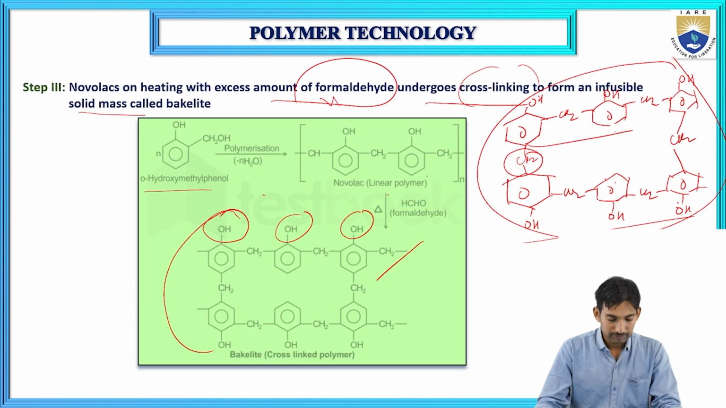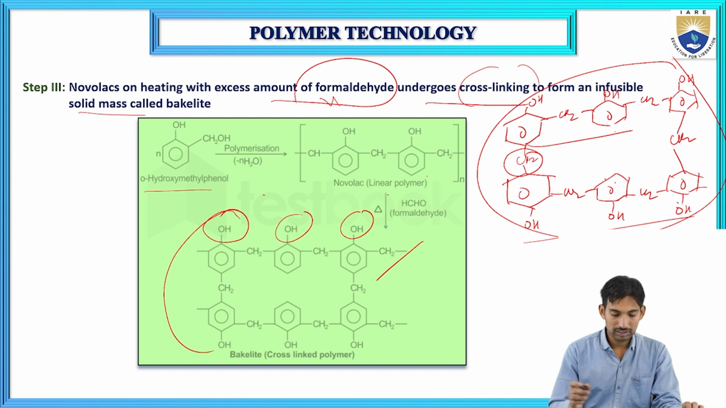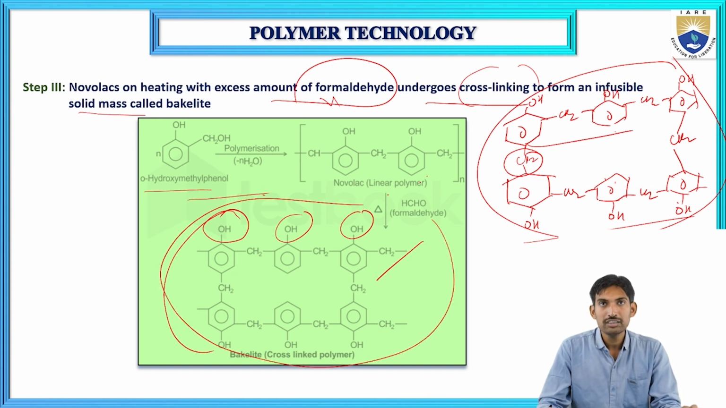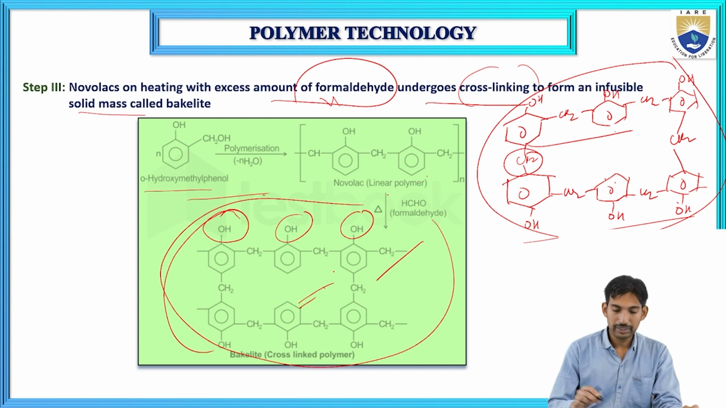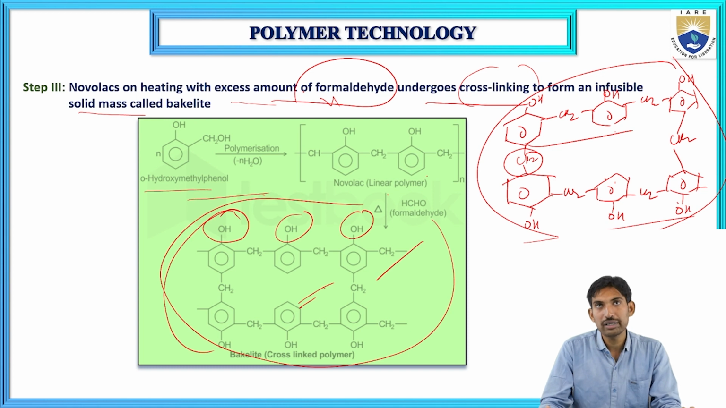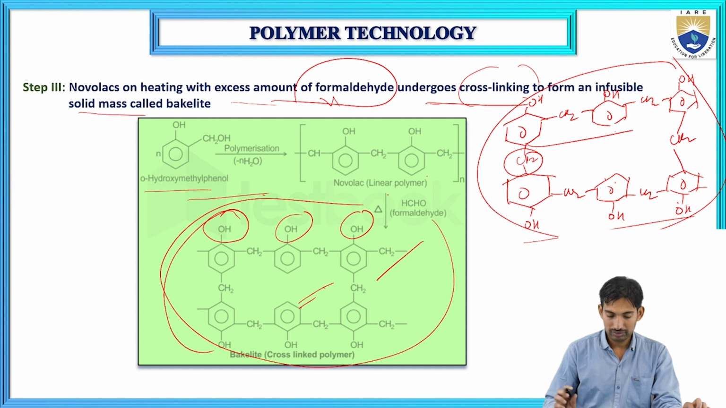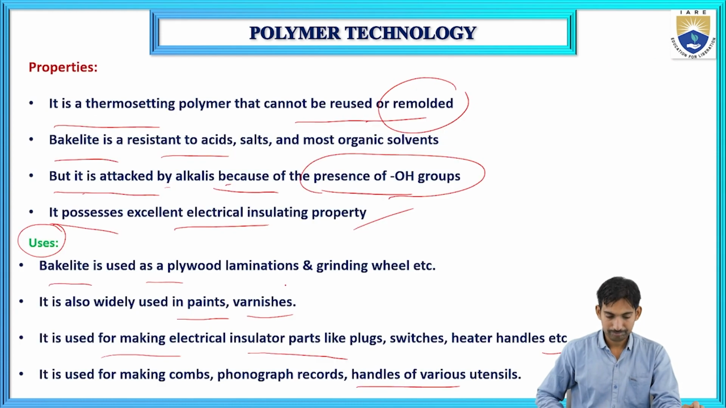In the third step, the Novolac reacts with an excess amount of formaldehyde under hot conditions. This forms the bakelite polymer. This is the structure of bakelite. Novolac on heating with excess formaldehyde undergoes cross-linking and forms an infusible solid mass called bakelite.